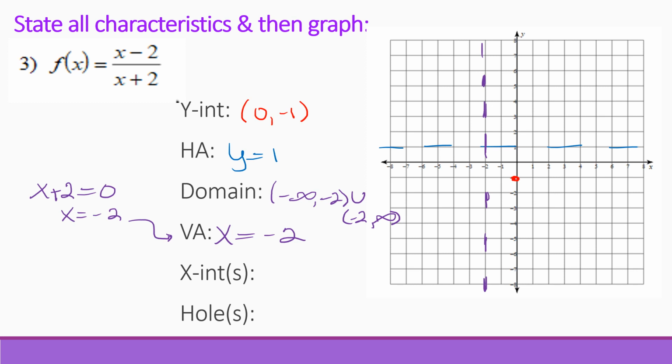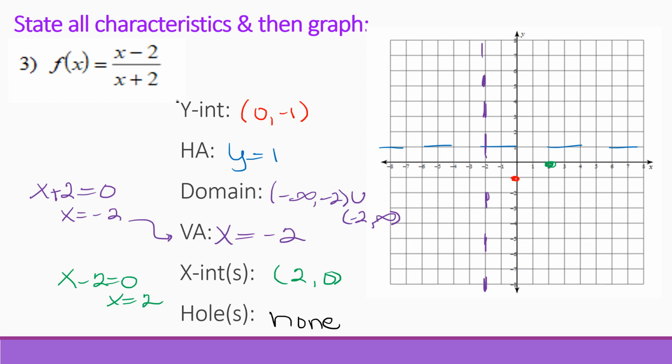Next, I'm going to determine any x-intercepts. So my x-intercepts are factors that are left over in the numerator, nothing reduced, so I'm going to set x minus 2 equal to 0 to get x equaling 2. So my x-intercept is the point 2, 0. So I'll pull out that point right here. And then I'm going to check for the holes, and we've actually already talked about this.